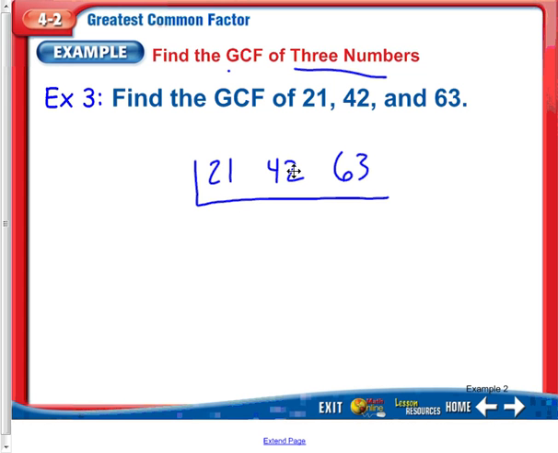Well, 21, 42, and 63. So you need to think about each number individually. I know that 3 times 7 is 21, I know that 6 times 7 is 42, and I know that 9 times 7 is 63. So the same number that I said all those times was 7. 7 goes into 21 3 times, 7 goes into 42 6 times, and 7 goes into 63 9 times.